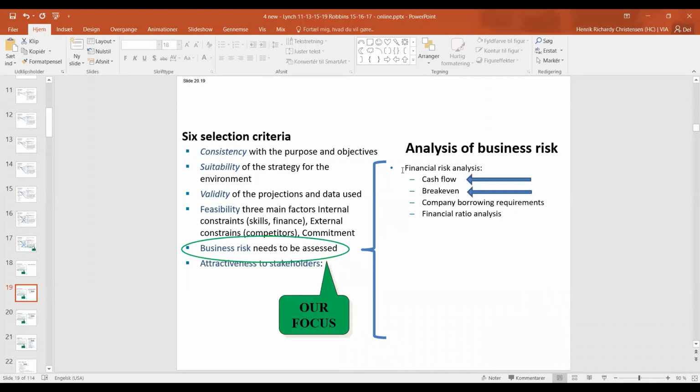Part of financial risk analysis is also company borrowing requirements. It simply means how much money does the company need to borrow, if they need to borrow something, and something about the financial ratio analysis. What about the investment? Can we get our money back, return on investment, etc.?